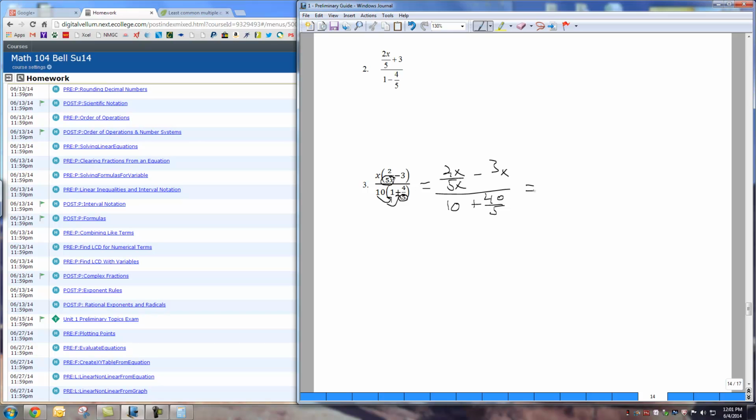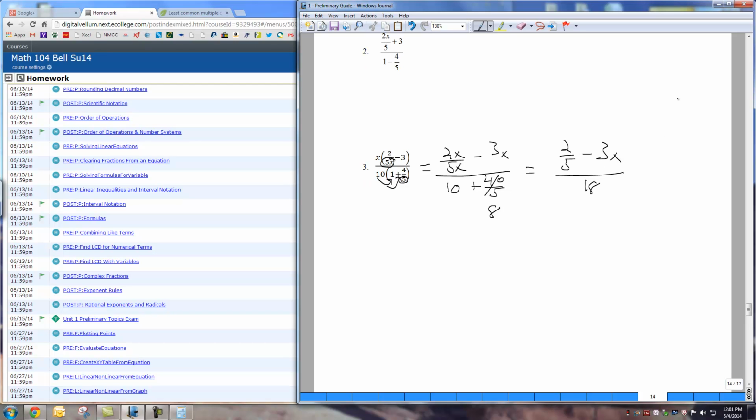Now I can do some reduction here. So I get 2/5 minus 3x, because our x's go away. 40 over 5 is 8, and 10 plus 8 is 18. So now I can simply multiply top and bottom by 5. So that equals 2/5 times 5 is just 2 minus 15x. Because when I distribute 2/5 times 5, the 5's cancel, all I have is a 2. Negative 3x times 5 is negative 15x. And 5 times 18 is 90.